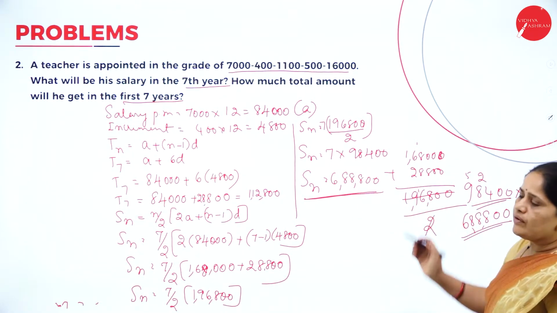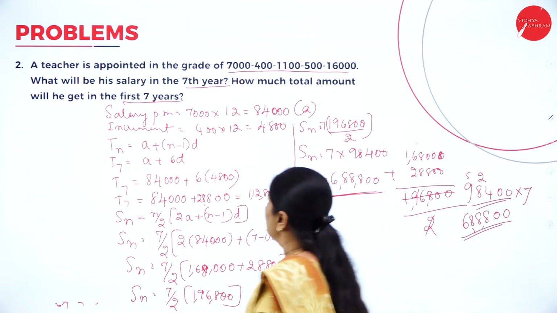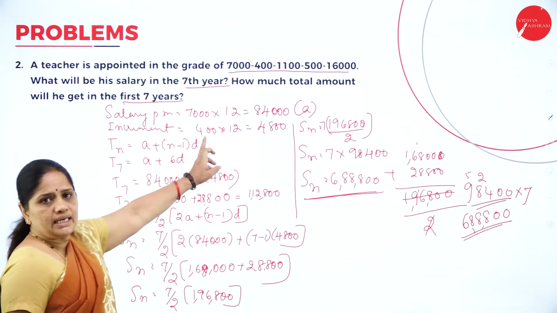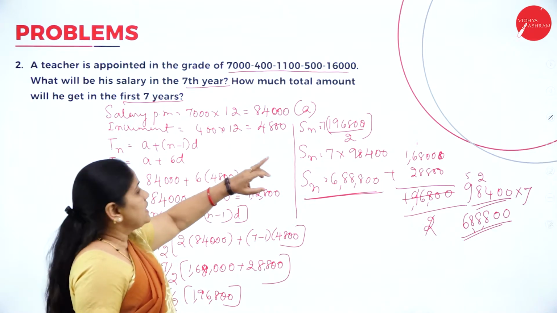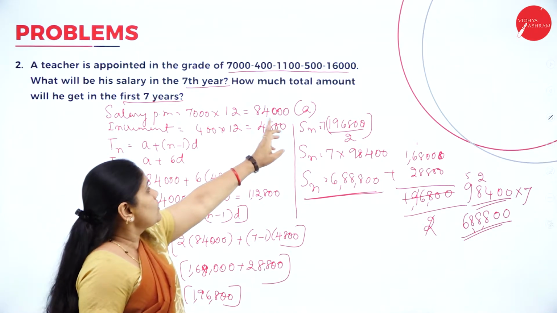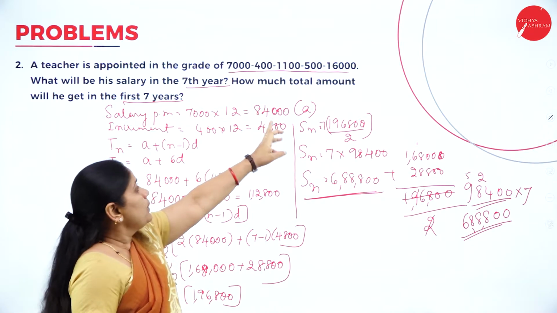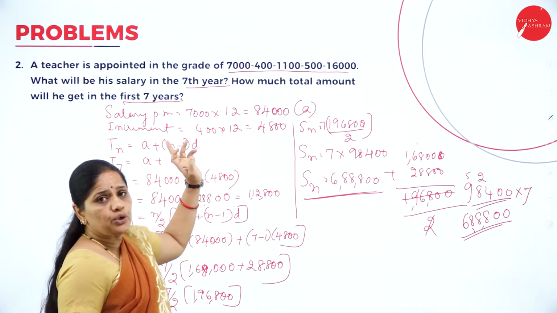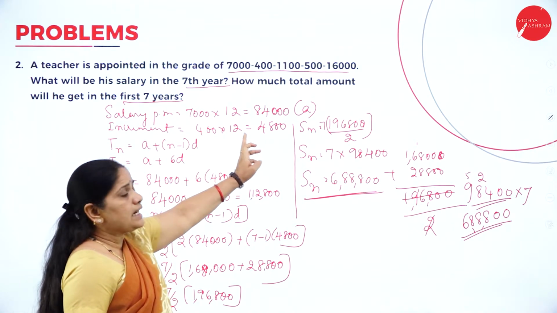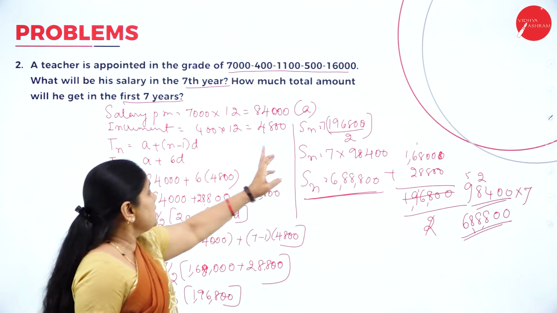So this is how we have to work out. First we will have to take the starting salary. What is the salary here? Per month he is drawing 7,000. So 7,000 into 12 is 84,000. We consider it as A. Then what is the increment? 400 rupees per month. So 400 into 12 comes up to 4,800.